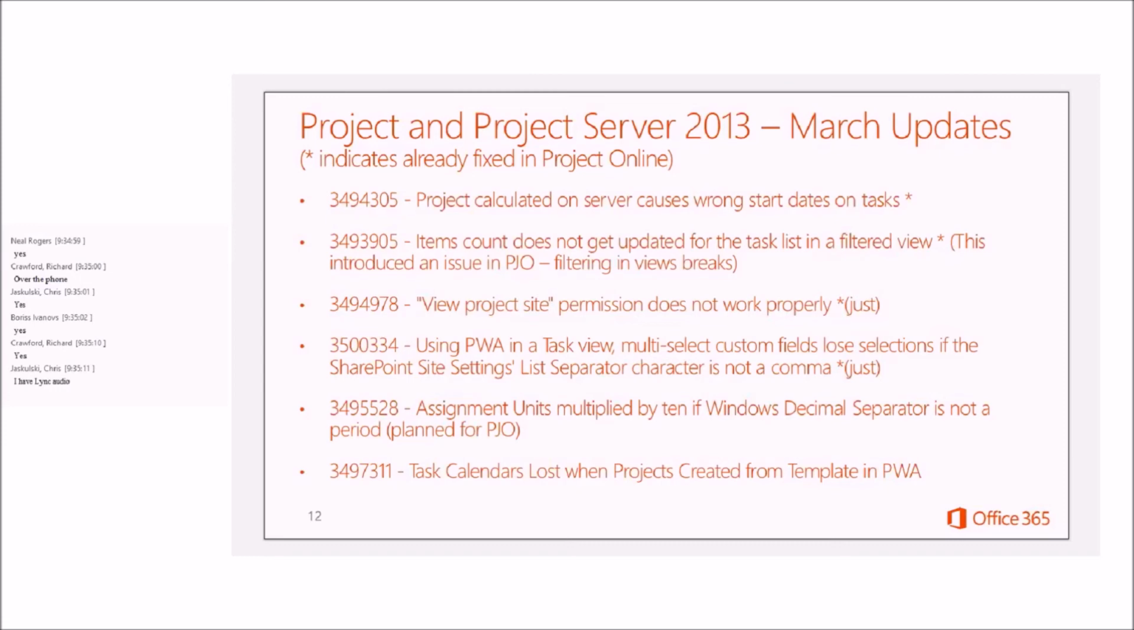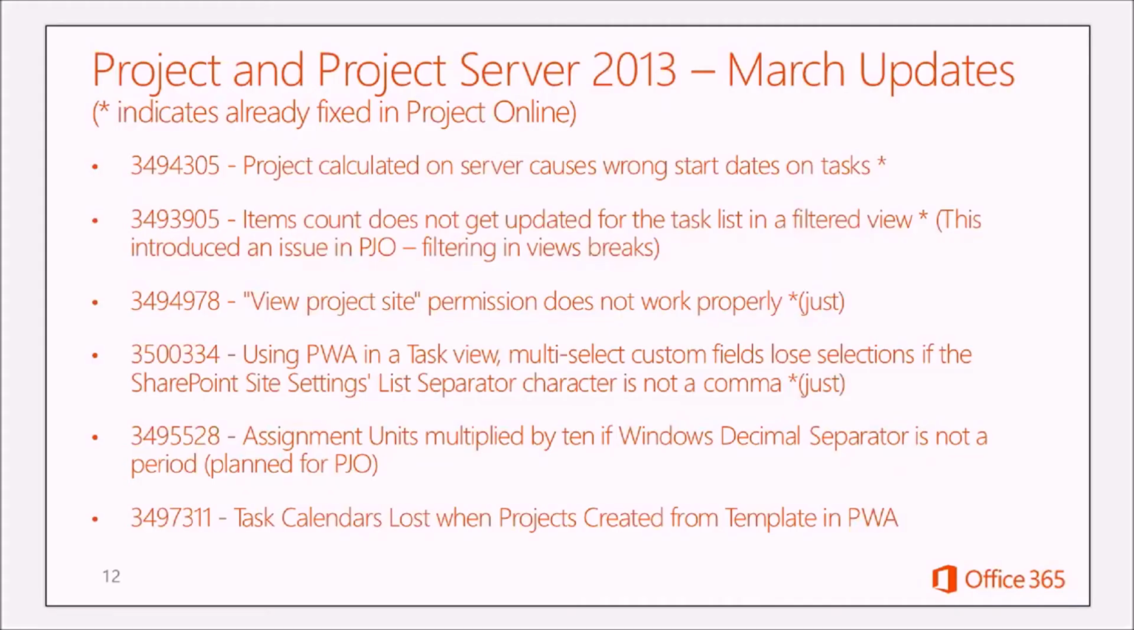Okay, the next one, using PWA in a task view, multiple select custom fields lose selections and so forth. So let's suppose that you have a custom field. It's a task field, and you have a lookup table associated with it, and you also allow multiple selections on that lookup table. Now, if I'm in a task view and I'm the team member and I'm selecting some values for that field, what would happen is that if my list separator in SharePoint wasn't a comma, then it would actually cause an error, or it would lose the selection that I had made.